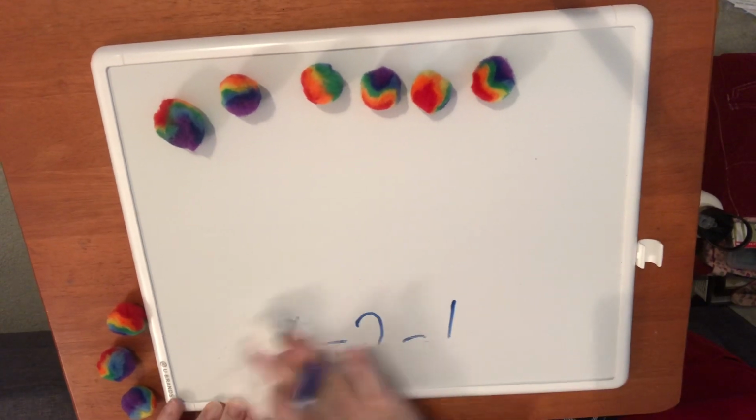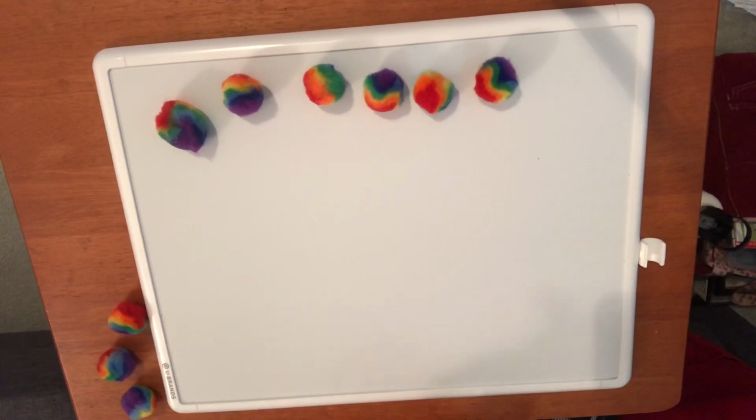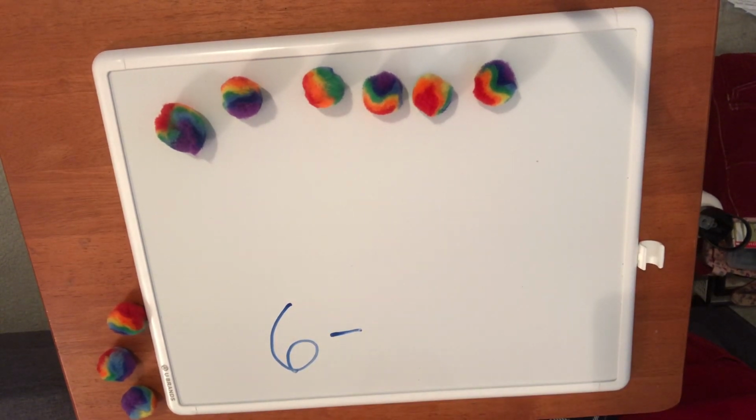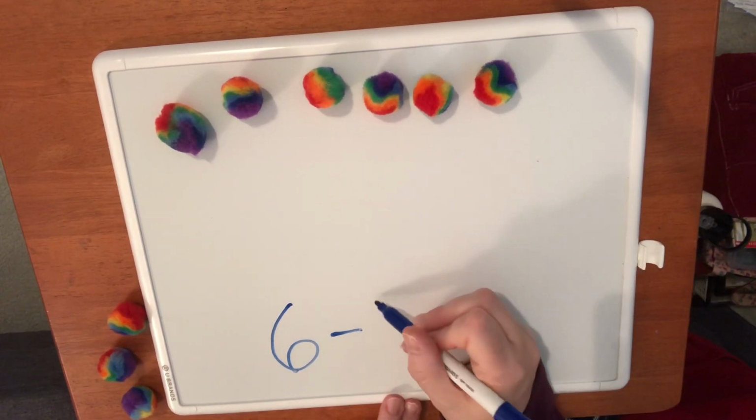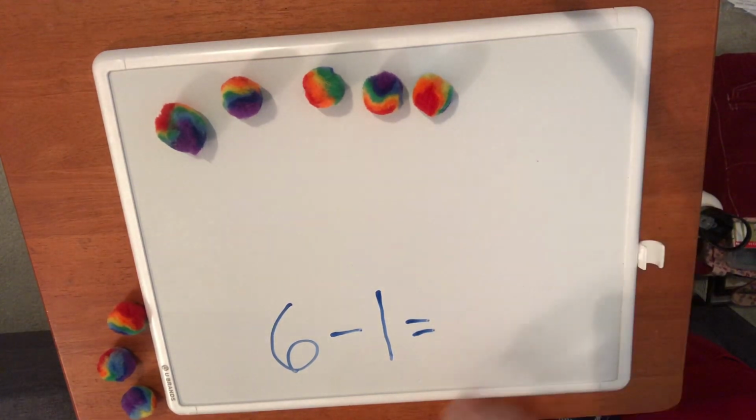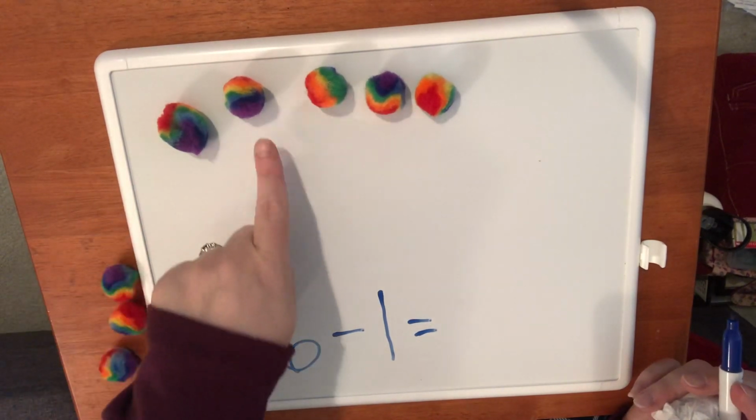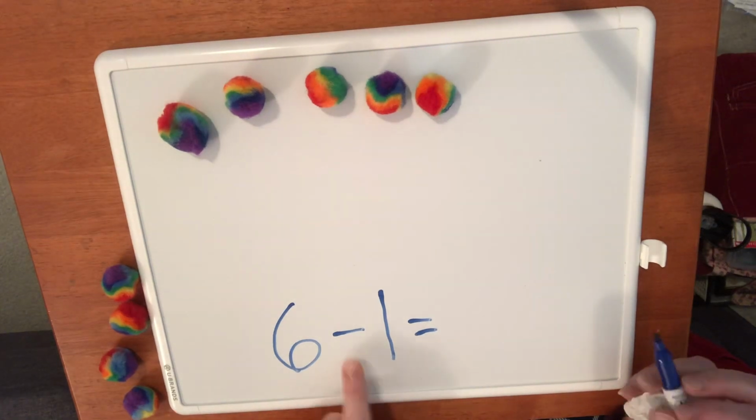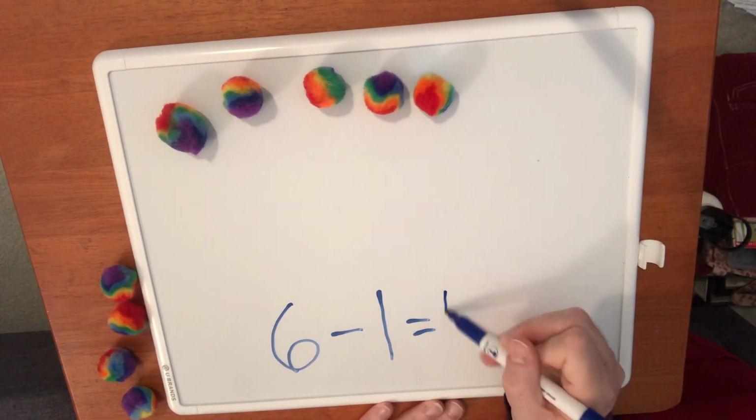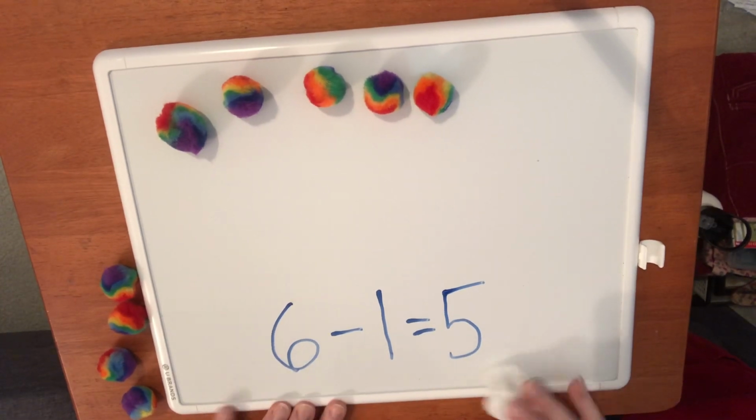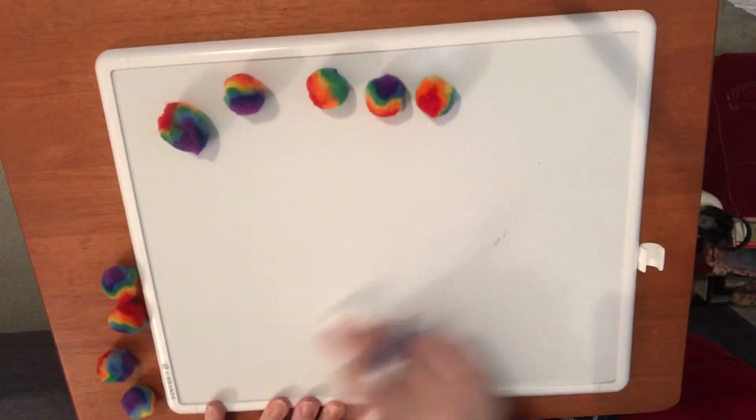Well, now that I have 6, I want to share some more of my cotton candy. So now I have 6 cotton candy. I'm going to give 1 to Ariana. So if I take 1 more cotton candy away, how many cotton candy do I have left? 1, 2, 3, 4, 5. Because 6 take away 1 equals 5. And now I have 5 cotton candy.